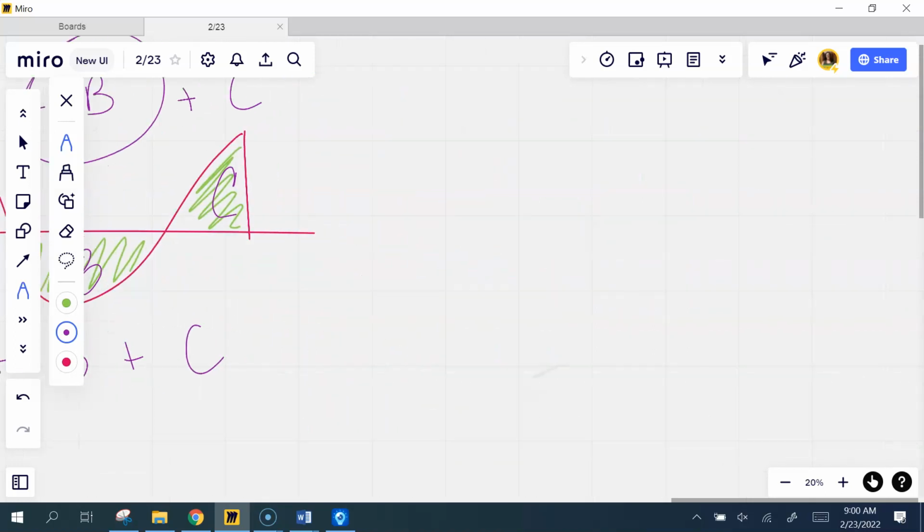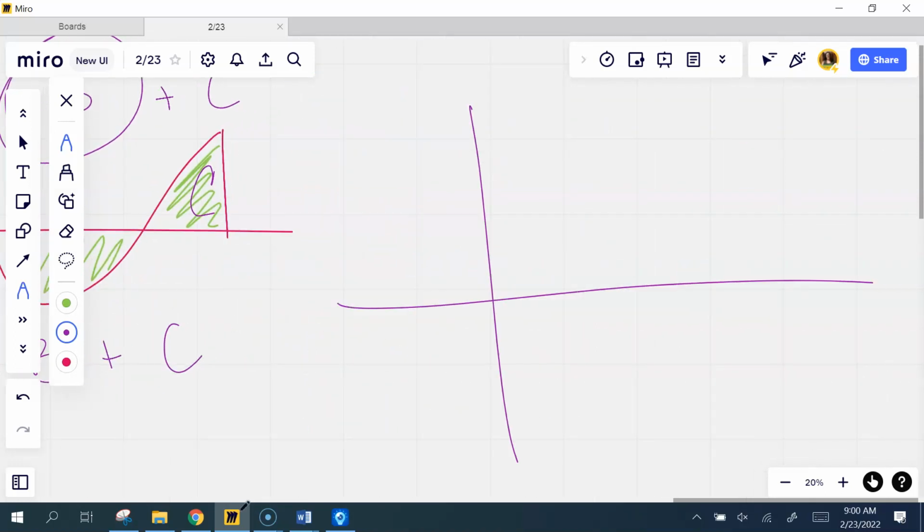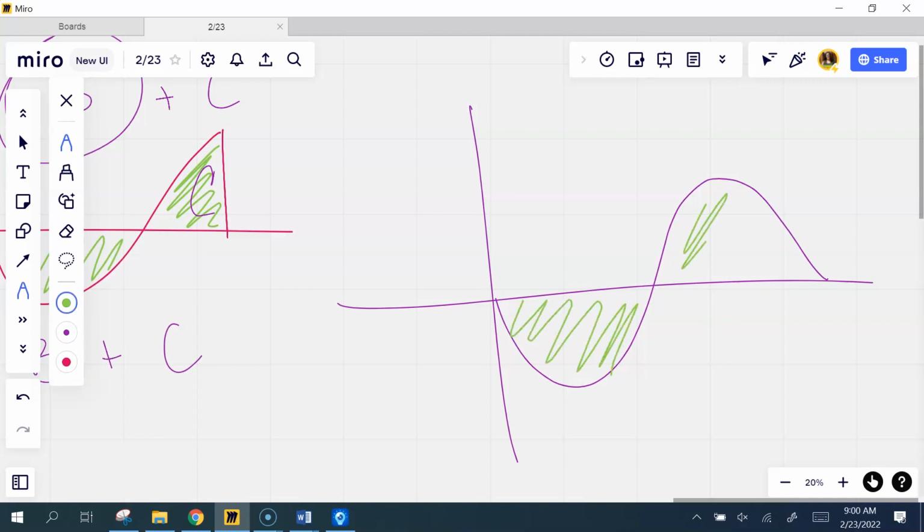And no matter where it comes, what if it was first? What if it was something like this? And this was A, and this was B. If I do A plus B, well, what's going to happen?